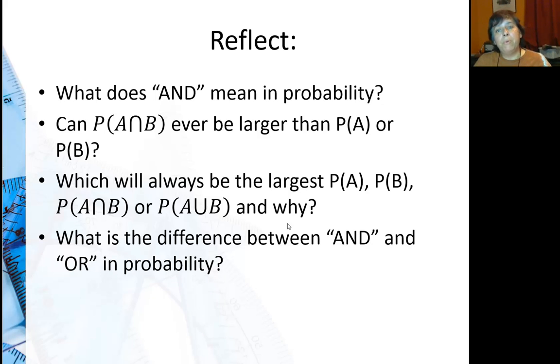So remember, what is the difference between and or? Believe it or not, and sounds like it's going to be bigger, but it's not. And or sounds like it would be smaller, but it's not.